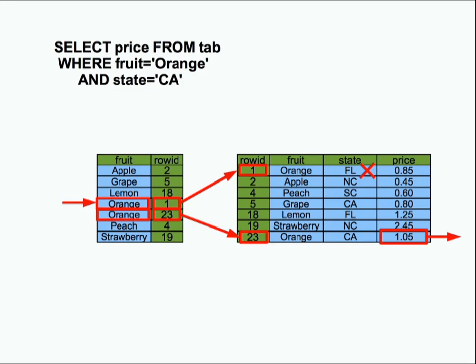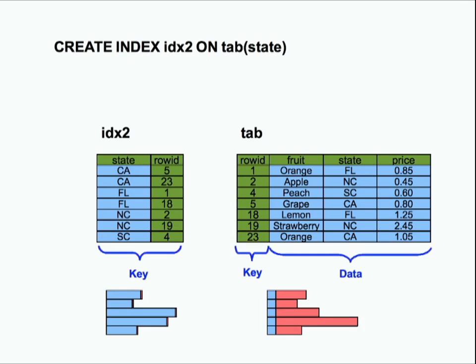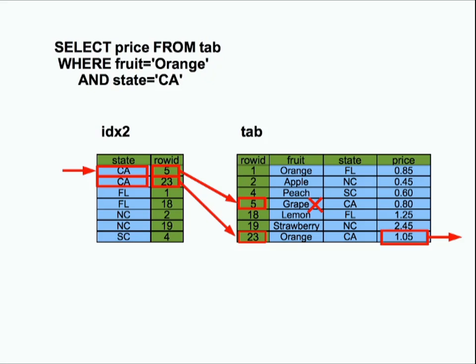So now what if you say, what's the price of oranges that are grown in California? Well, we could use the same index and look up every entry which has type of orange, and then check the state. But we had to reject a row. We had to do 3 binary searches in this case. Or we could also create a second index on state, but that's the same problem. We could look up all the fruits that were grown in California, but then we'd have to reject grape, and it's still 3 binary searches.